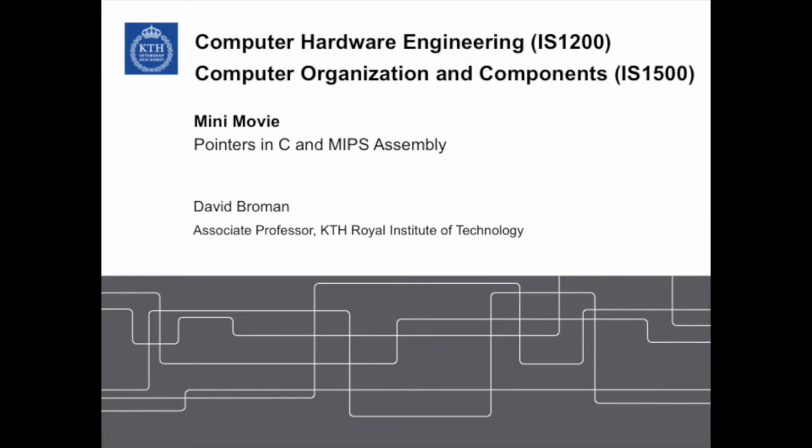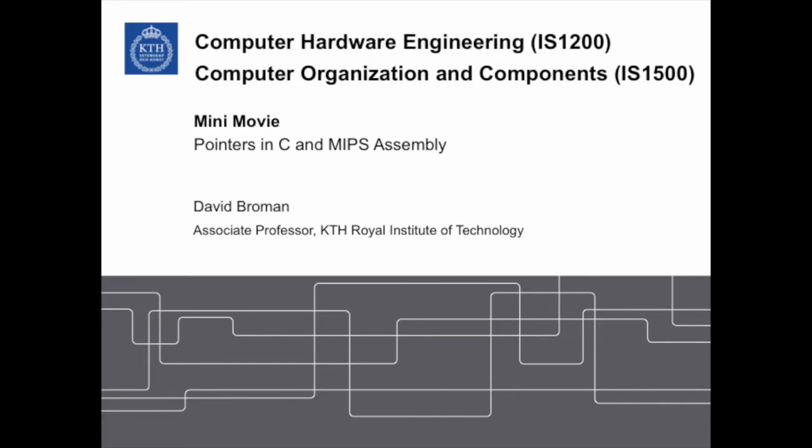Okay, welcome everyone to this video. Today I'm going to show you a little bit about how to program in both MIPS assembly and in C. Specifically, I'm going to look into how addresses work in assembly and how this corresponds to pointers in C. So we're going to write some program in assembly and then translate it into C.